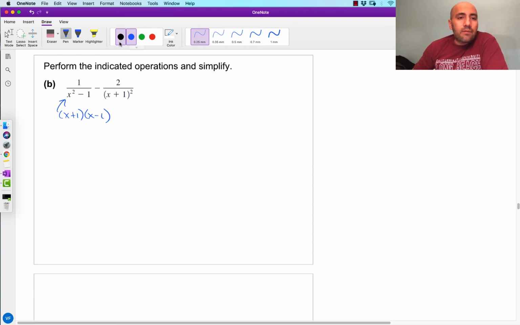Okay, so the least common multiple, the LCD, the least common denominator for these, in this case, is going to use the x plus 1 and the x minus 1, right? Because this has x minus 1, this has x plus 1, so we've got to use both of those. And then notice that we've got to use 2 of these. So x plus 1 squared times x minus 1. Right?